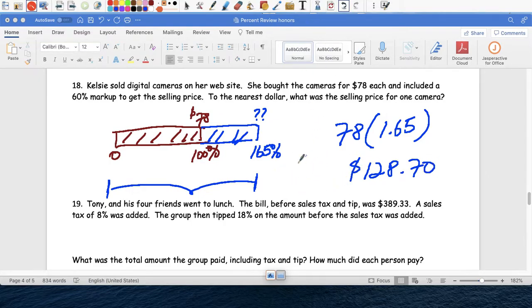Okay, so we're asking you what was the sale price of the camera. We're not asking you how much did we increase the price, right? From 78, how much? Well, you can find it now, right? 128.70 minus 78, and that would give you how much the increase was, but we want the total.